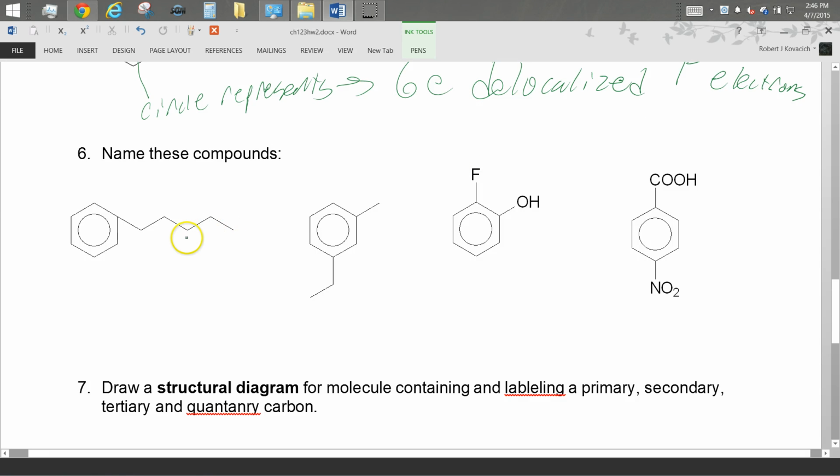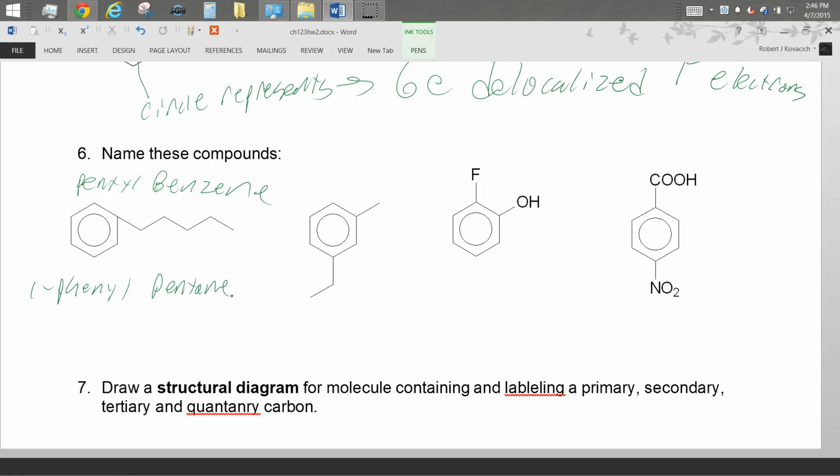So this guy, 1, 2, 3, 4, 5. So it's either pentyl benzene, or it's 1-phenyl pentane. We okay with that? What about the next one? Sure. We're okay with m-ethyltoluene, 3-ethyltoluene, meta-ethyltoluene.